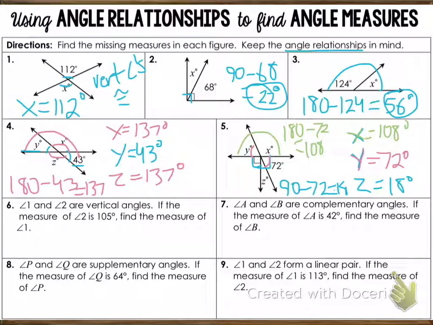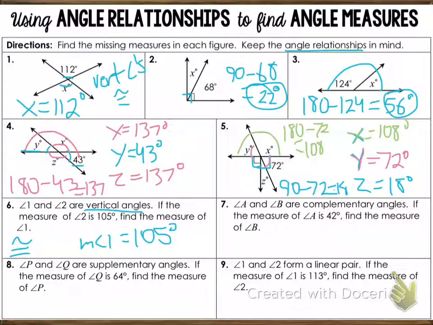So now let's look at number 6. 1 and 2 are vertical angles. If the measure of 2 is 105 degrees, find the measure of 1. Well, they tell you that they are vertical angles, which means that they have to be congruent. So therefore, if angle 2 is 105, then we can safely assume that the measure of angle 1 is also going to be 105 degrees. Pretty easy.